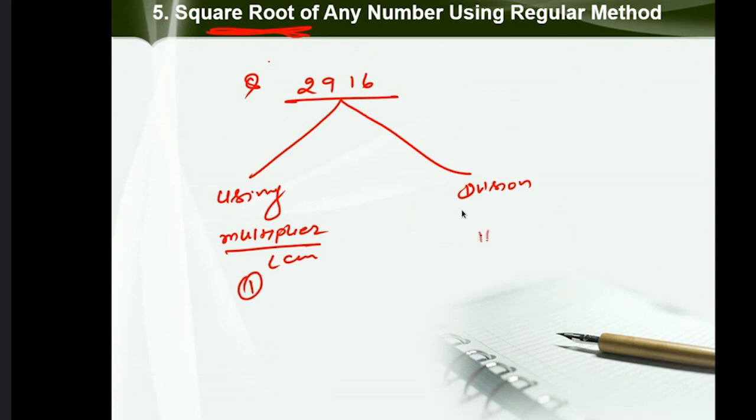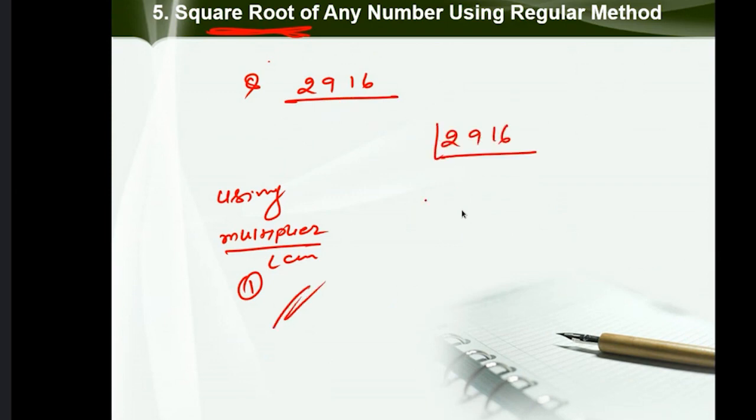This is the first method, this is the second. So how are we going to do this? Using 2916, we are going to take an LCM of this because we have to find the square root of this number, 2916 under root. Now, we are going to divide this value by 2 because the unit place value is 6. So now divide it.